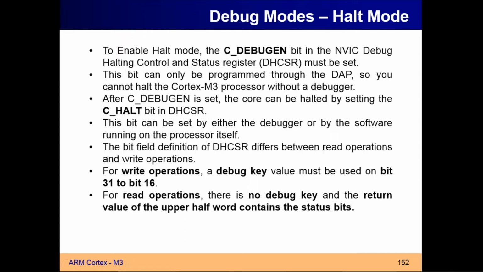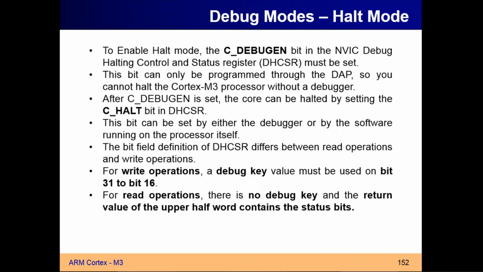Right. So this bit can be set either by the debugger or by the user program. That is how you are manually halting the processor. But if you want this to work, the debug enable bit should be set. Then only the C halt bit will cause the processor to halt itself.